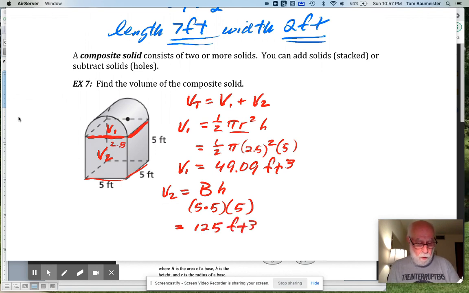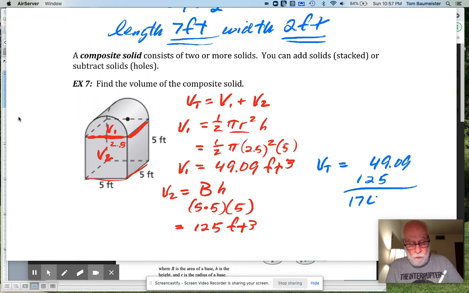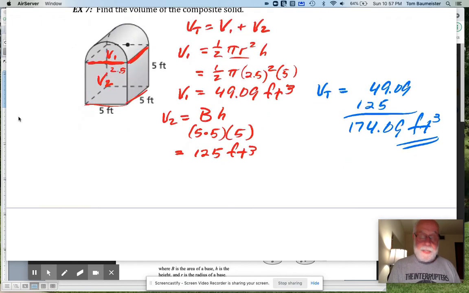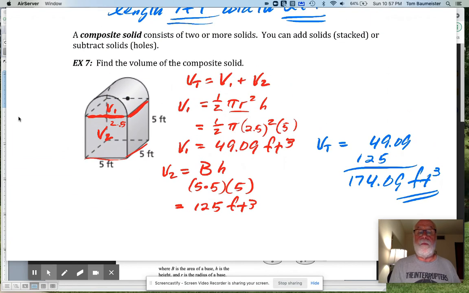So then our total, V sub t, will equal our V sub 1, which is 49.09, plus our 125. And if you look at that, you get 174.09 cubic feet. Or if they asked it to the nearest whole number, you would say it's about 174 cubic feet. That's it. Okay. Thank you.